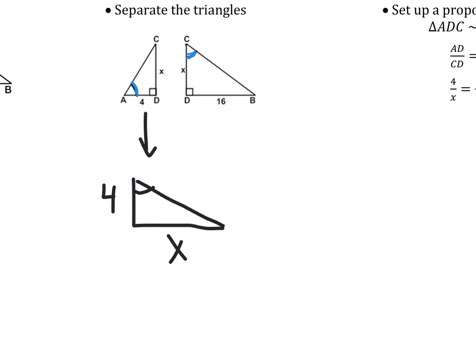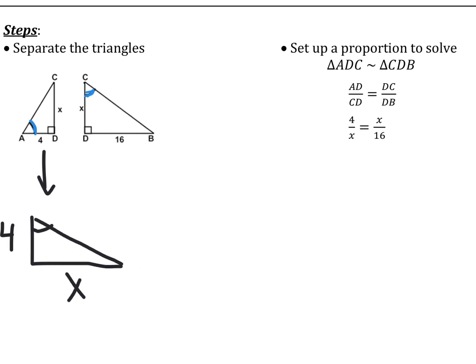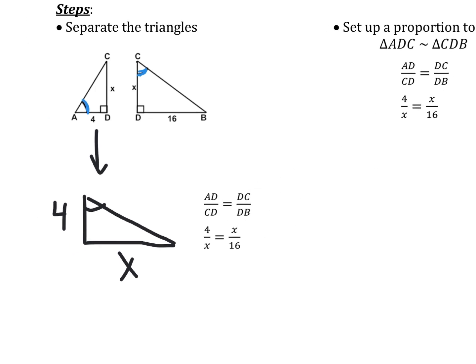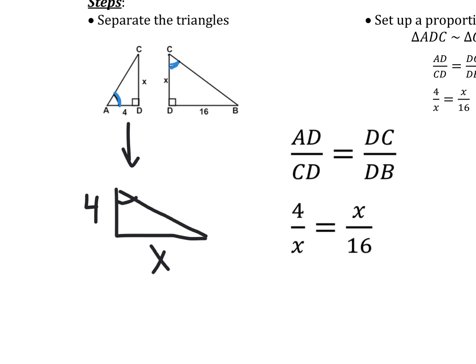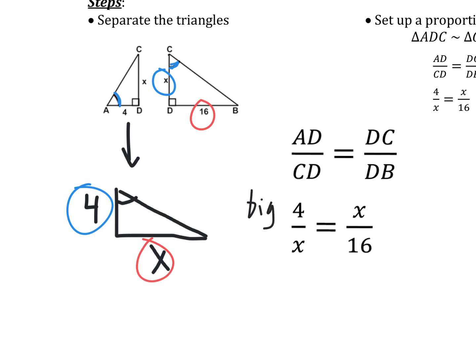And then once we do that, we can do a proportion once we know that those triangles are similar. So here's the proportion they did. The 4 matches up with the x, that's their first fraction. And then the x matches up with the 16. So 4 matches with x, x matches with 16. These are both from the big triangle. These are both from the small triangle.